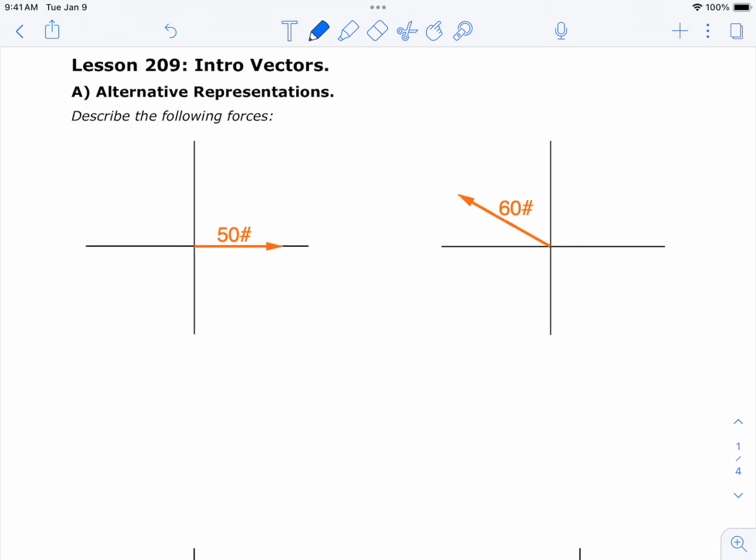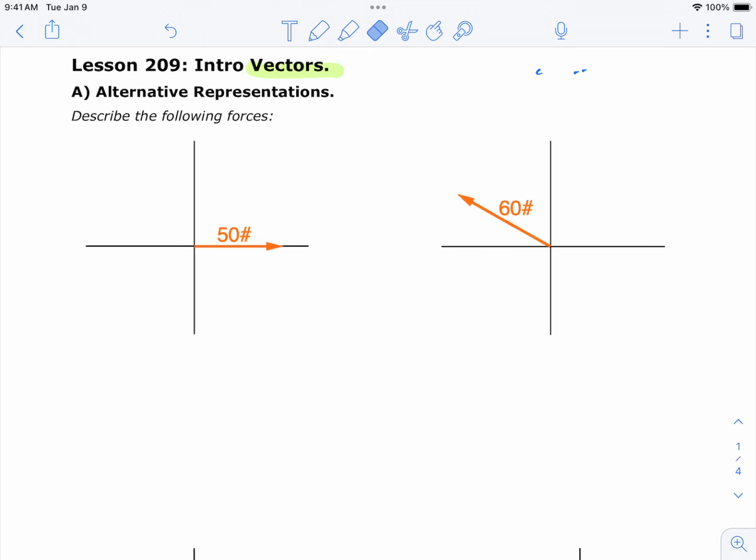Lesson 209, we're introducing vectors today. Vectors are things you can use to represent forces, velocities, and other kinds of things. Think about a velocity. If you've got a velocity, you've got two numbers going on. You've got how fast are you going and which way. So there's two numbers to it.